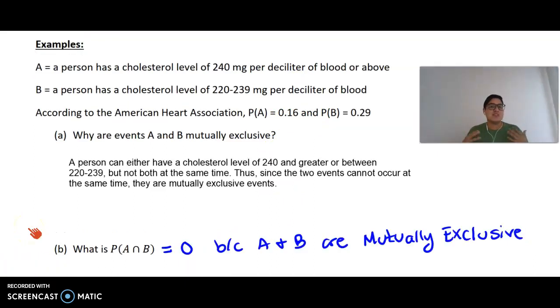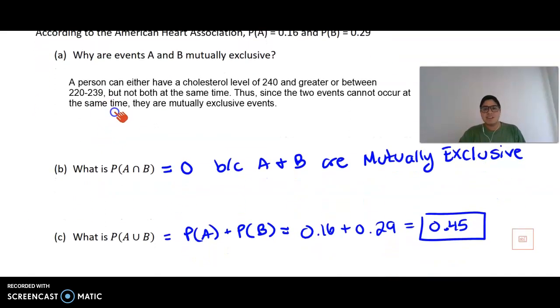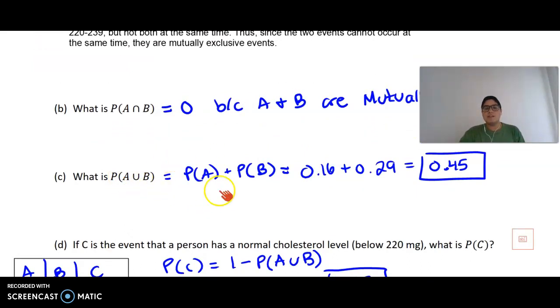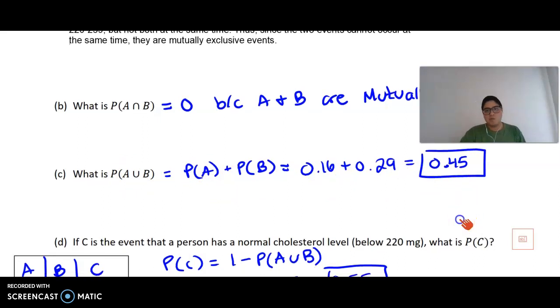Alrighty, so hopefully not too challenging. Explain why the events are mutually exclusive. You should definitely mention something about the two events not being able to occur at the same time. So here, either a person can have a cholesterol level of 240 and greater, or between 220 and 239, but they cannot have two cholesterol levels at the same time. Thus, since the events cannot occur at the same time, they are mutually exclusive events, meaning that their intersection is 0. Because they're mutually exclusive, the general addition rule applies here, so that the probability of A or B is just the sum of the probabilities here, which is 0.45.